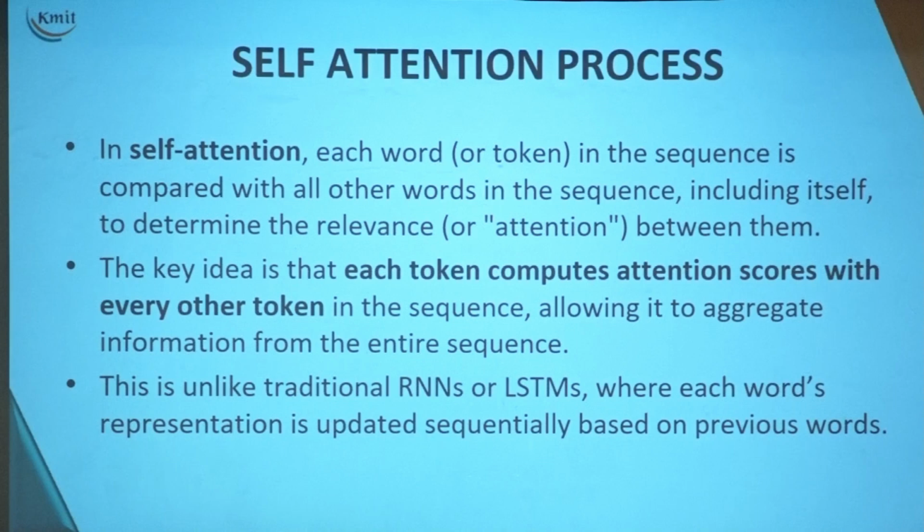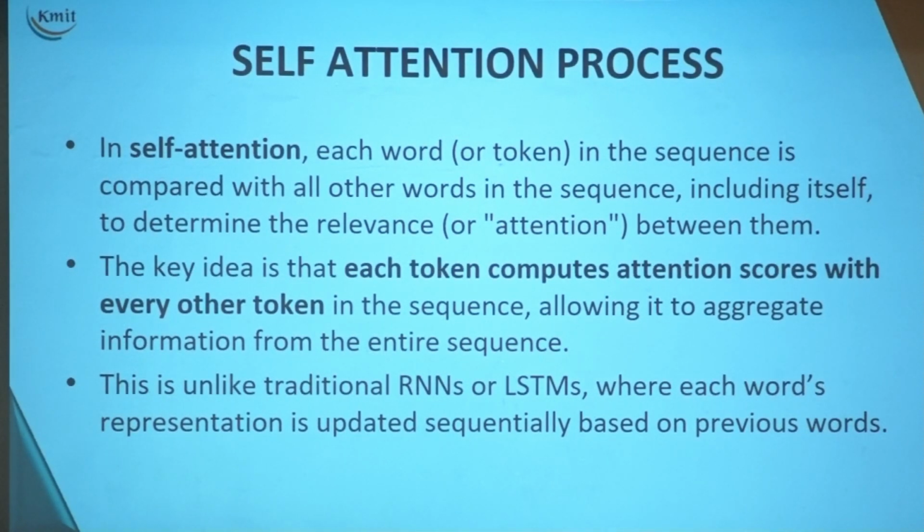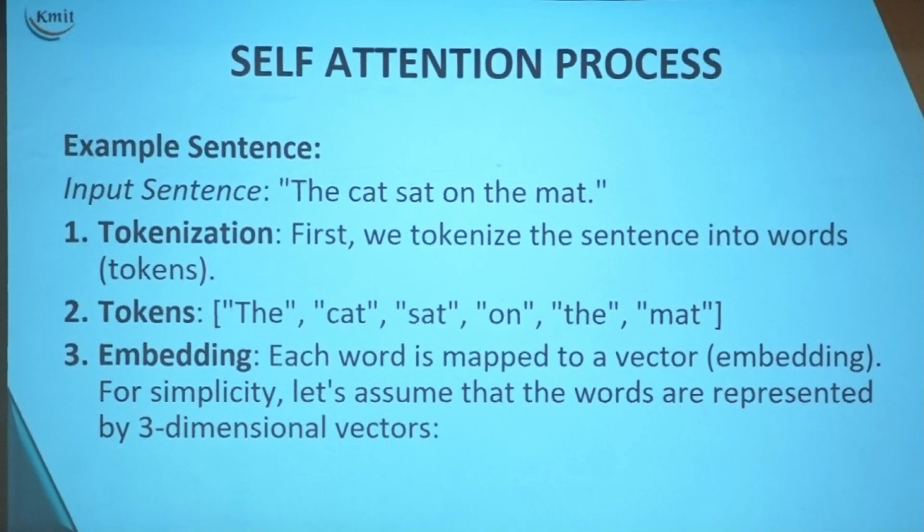So, what is this process of self-attention? Each word in the sequence is compared with all the other words of the same sequence, including itself. That's why the name is self-attention. The key idea is that each token computes attention scores with respect to every other token in the input sequence. This is not at all similar to your RNN or LSTM where everything was updated sequentially. Here we are not updating everything sequentially. Concurrency is achieved.